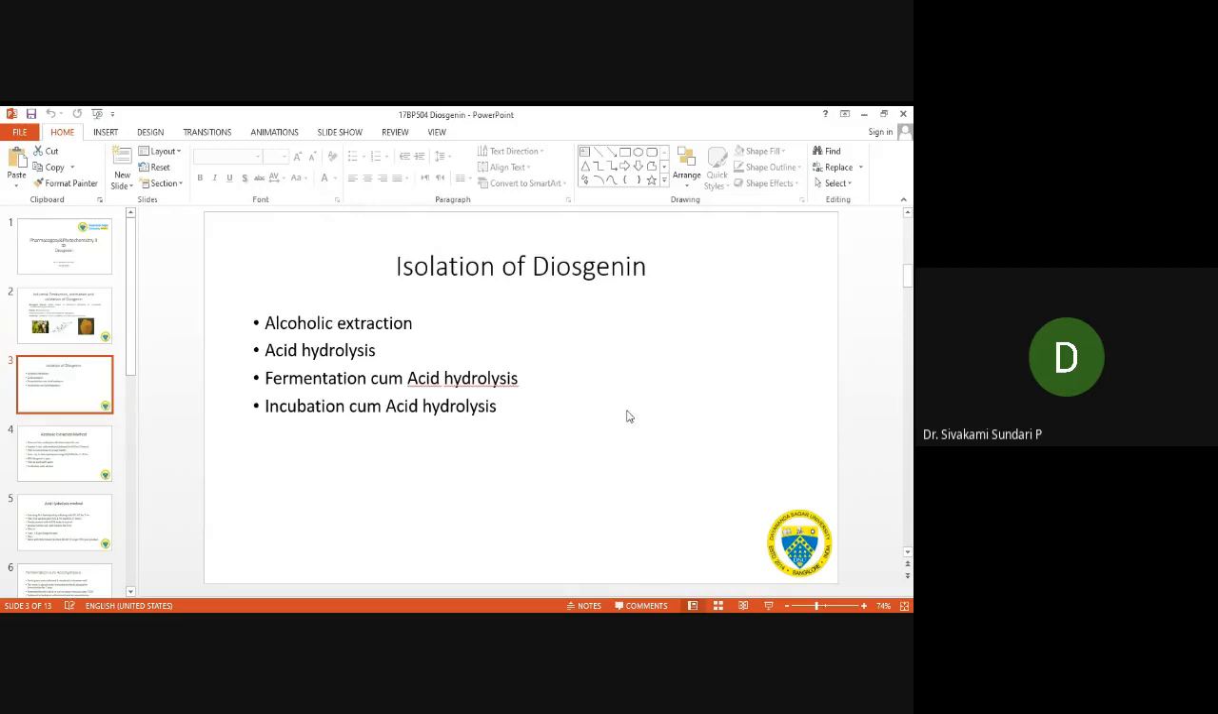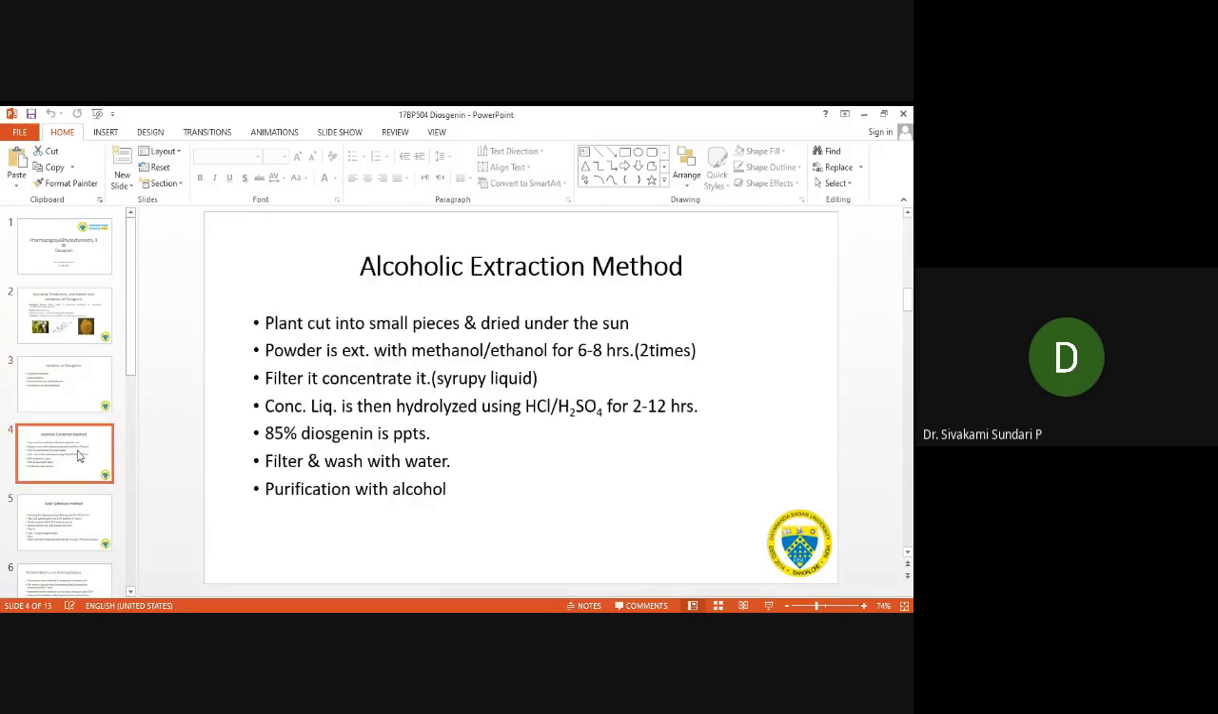There are four methods in the isolation of Diosgenin: the alcohol extraction method, acid hydrolysis method, fermentation cum acid hydrolysis, and incubation cum acid hydrolysis.